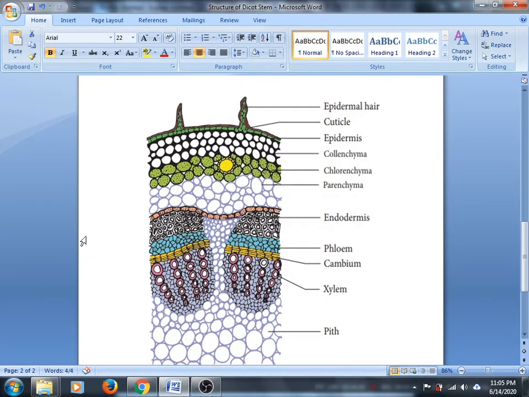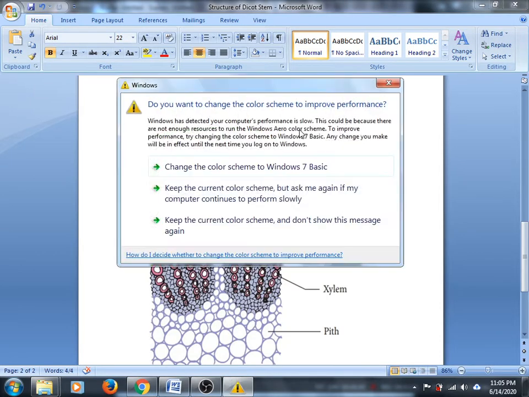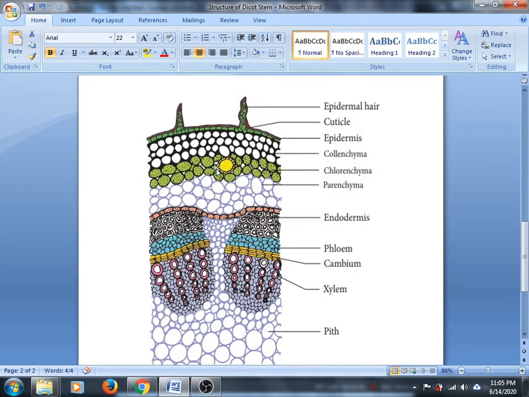The outer layer of the dicot stem is the epidermis. The epidermis is a single layer of compactly arranged living parenchyma cells. The outer layer of the epidermis is a layer of cuticle. There are epidermal hairs present on the epidermis. Below the epidermis, there is the cortex.